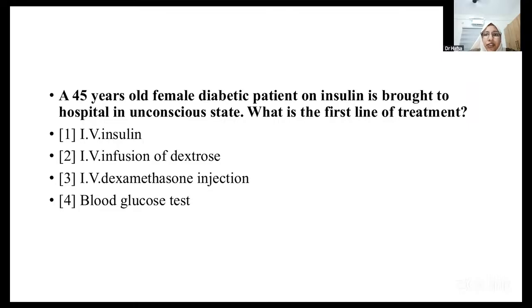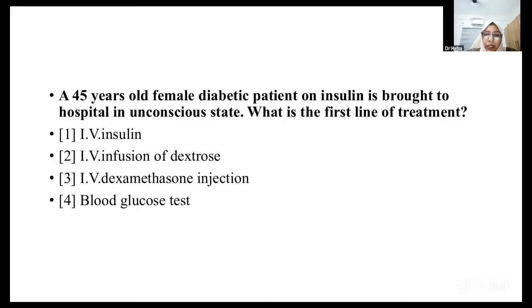Again, a 45-year-old female diabetic patient on insulin is brought to the hospital in an unconscious state. What is the first line of treatment? Look into the question. You should put IV insulin, or IV insulin with dextrose, IV dexamethasone injection, or a blood glucose test. When a patient comes suddenly into the casualty in an unconscious state, what is the first thing you have to do? You have to make sure whether the patient's blood glucose has gone low. So the first thing you have to do is check the blood glucose level.